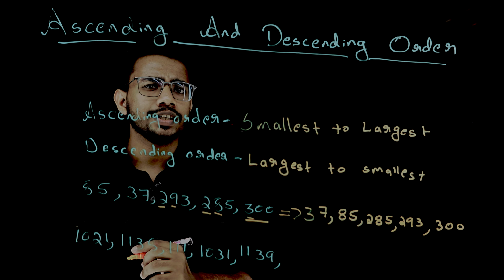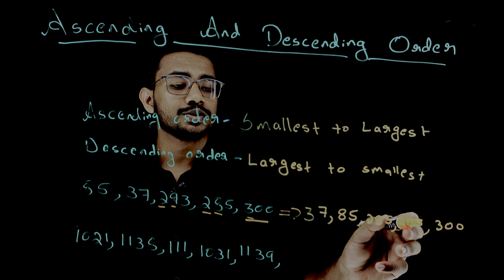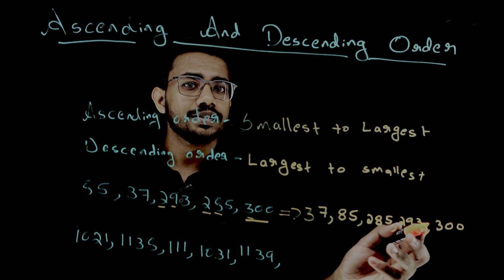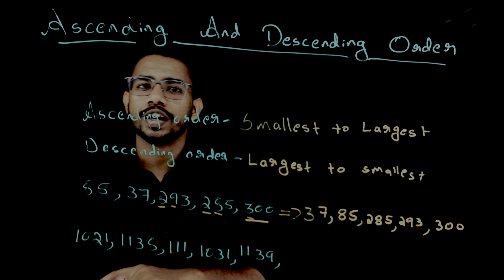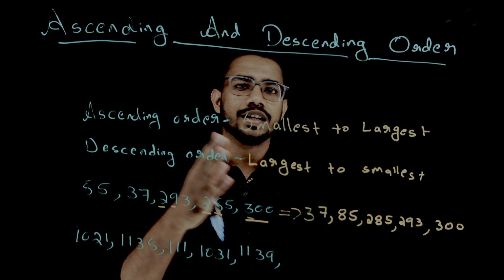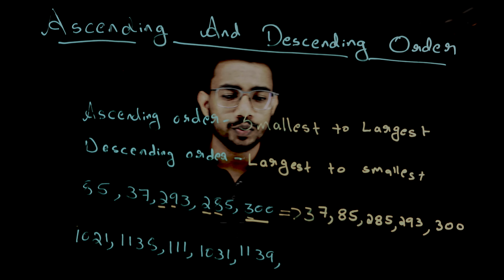And if we get the ascending order, the exact reverse will be descending order, because it is largest to smallest: 300, 293, 285. It's the reverse order. That's all we have to do. So if you get one order, the reverse is the other order. That's the only idea. Now we are having one more problem. We will do that now.